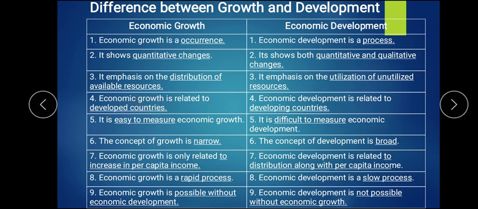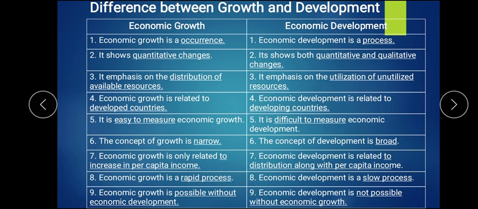Then you find growth goes with the developed countries, whereas development goes with the developing countries. Then you find that growth is easy to measure, whereas development is difficult to measure. Then you find that the growth concept is narrow, whereas the development concept is broad, because it talks about the overall progress of the economy. Why is growth narrow? Because it only focuses on one thing, that is quantitative, only the production of goods and services. Then you find that growth is only related to per capita income, whereas economic development is related to the distribution of income along with per capita income.